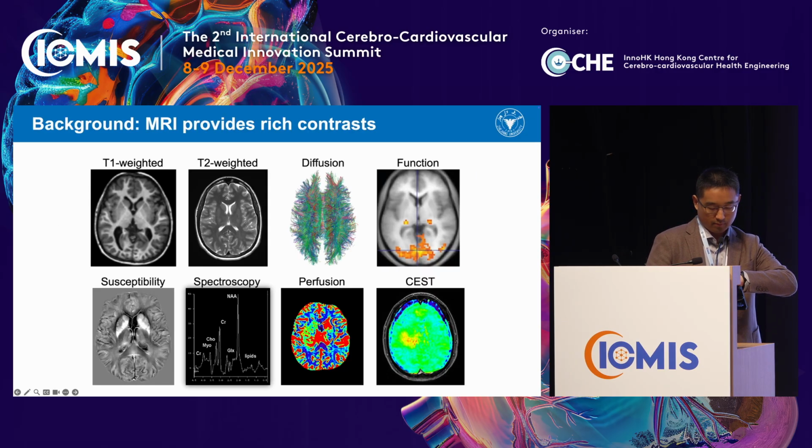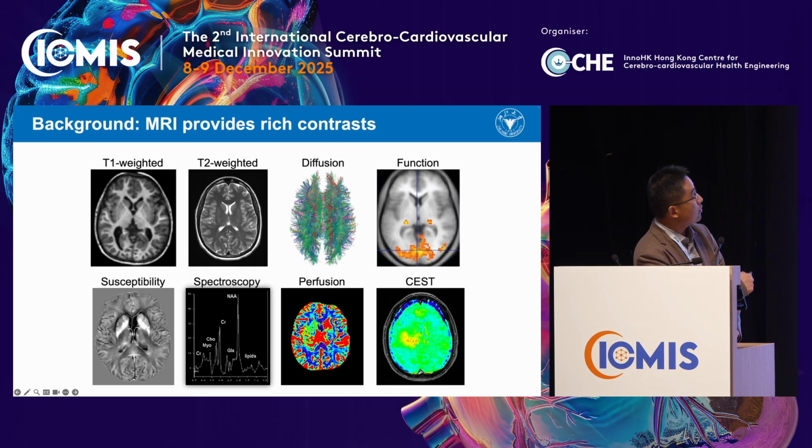Let me start with the principles part. MRI can provide a very rich variety of image contrast. With the same hardware, the same scanner, when we run different sequences and different acquisition techniques, we can get many beautiful MRI images. For example, the T1 weighted and T2 weighted images that we use in daily clinical practice. And we also have more advanced techniques like diffusion MRI or functional MRI, where you can study the brain structures, microstructures, and brain functions.